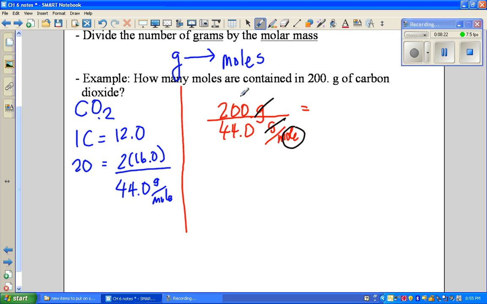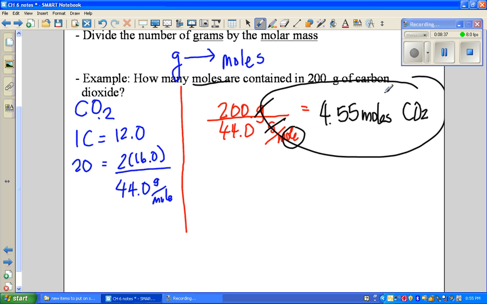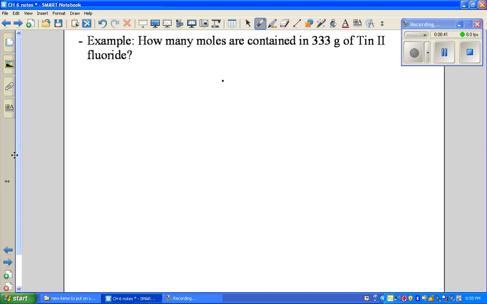So this is my unit, and that's what I am looking for, so I have done it in the right manner. I have 3 significant figures, so my answer should be 4.55 moles of carbon dioxide. Okay, so there's my answer there. So you have an example here to do on your own, and go ahead and use your mole map again. Find the formula of tin 2 fluoride, find its molar mass, and divide it out. When you do that, you should get 2.13 moles.